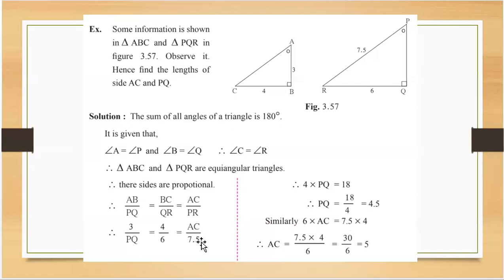So now here when we cross multiply, 7.5 into 4 करना है and AC into 6. So you can see here. Similarly, 6 into AC is equal to 7.5 into 4. Now AC you keep this side and 6 यहाँ पे multiplied था, but when you take it to the other side it will be divided. So 7.5 into 4 divided by 6. And when you do all this calculation, you will get 30 upon 6. 30 divided by 6 is 5, as 6 5s are 30. So AC will be 5. So this is how you find out all the missing lengths of both the triangles.